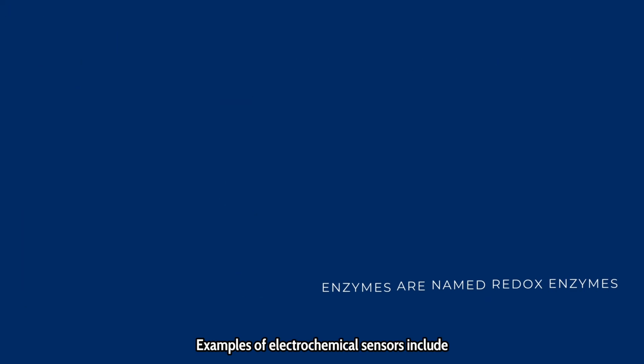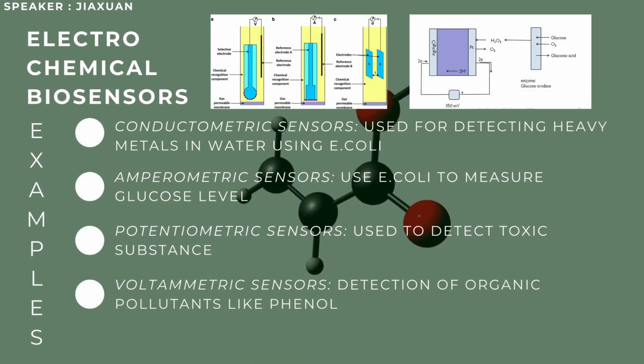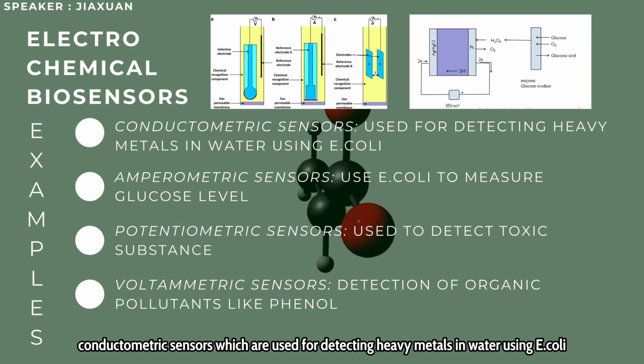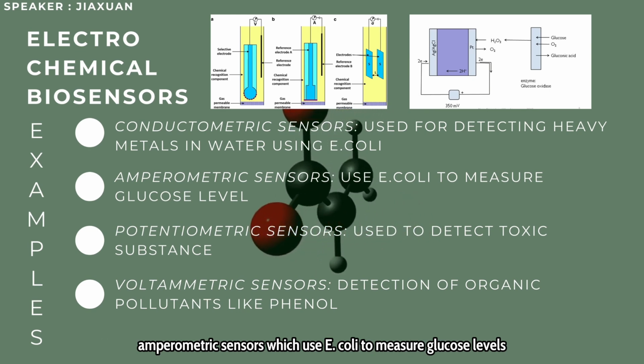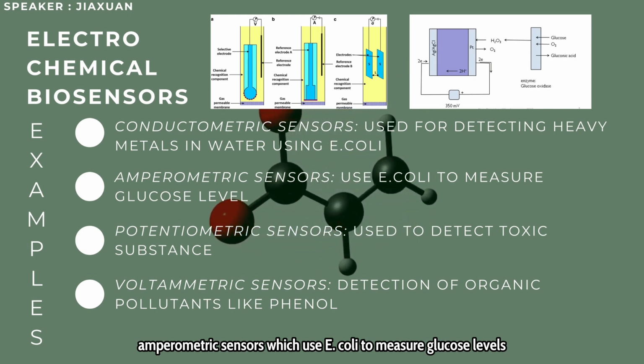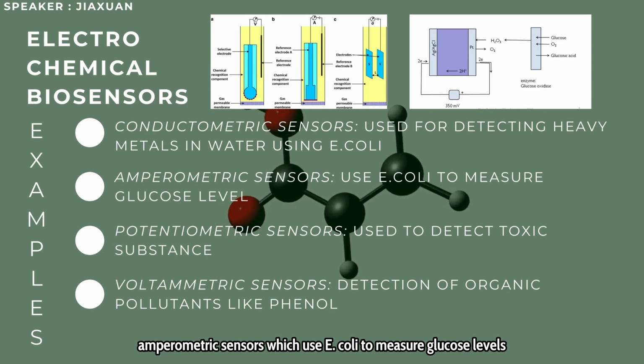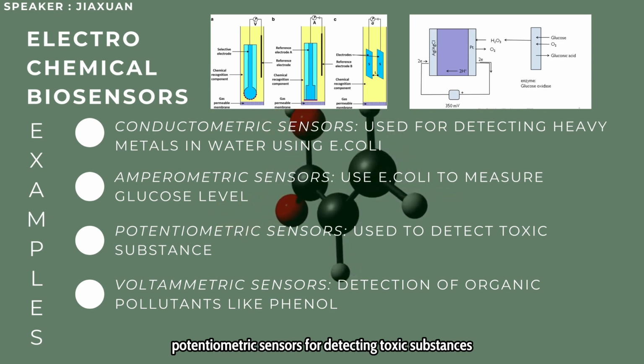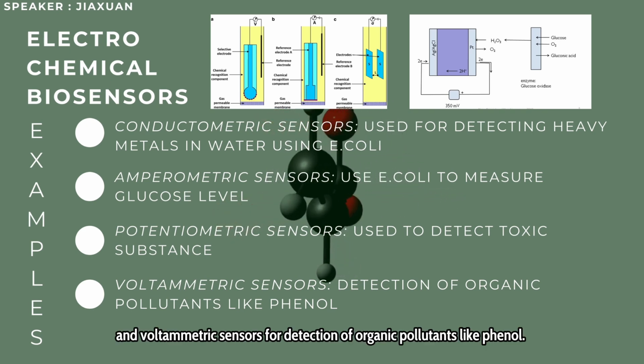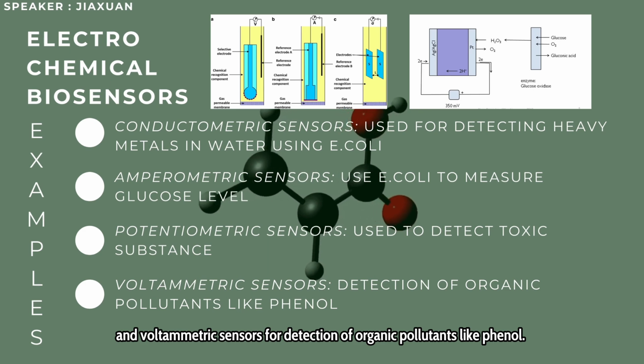Examples of electrical sensors include conductor matrix sensors, which are used for detecting heavy metals in water using E. coli, and parametric sensors that use E. coli to measure glucose level. Potential sensors detect toxic substances, and water-metric sensors detect organic pollutants like phenol.